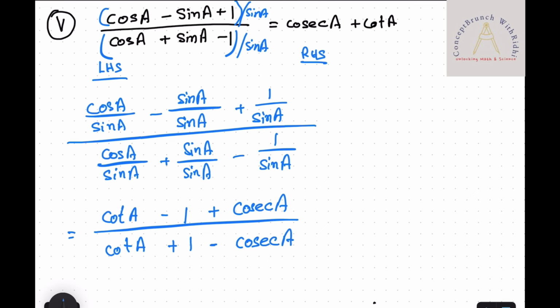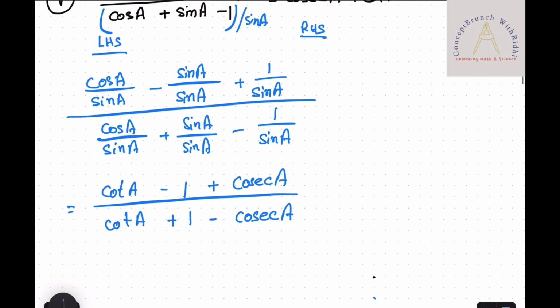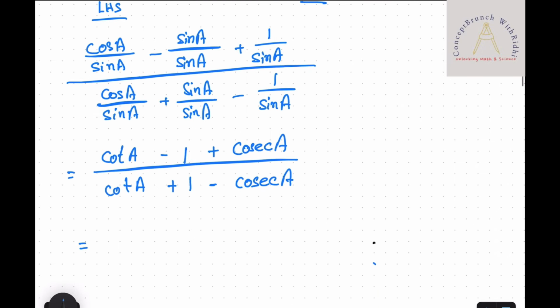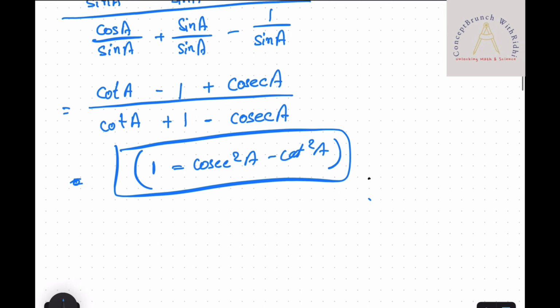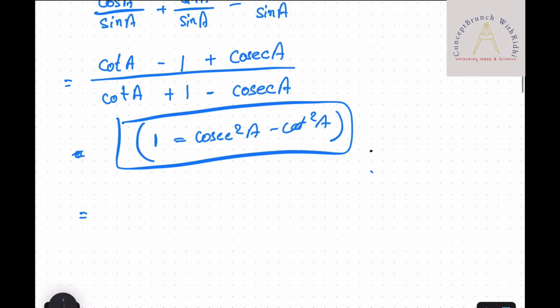Now what we are going to do is we are writing on the place of the 1 we can write what? Cosecant square a minus cot square a. This is the identity we are going to use it here. So what will be? Cot a plus cosecant a, right?